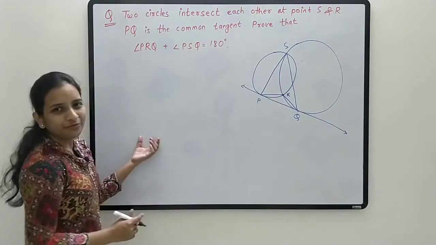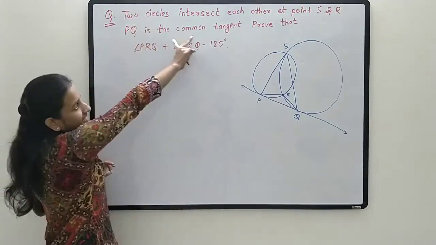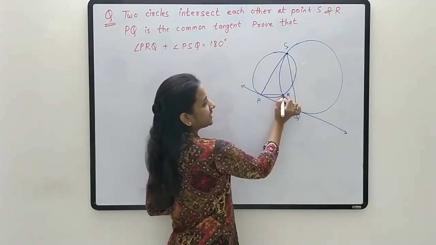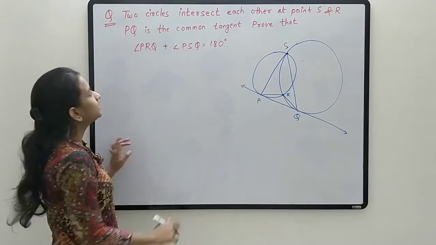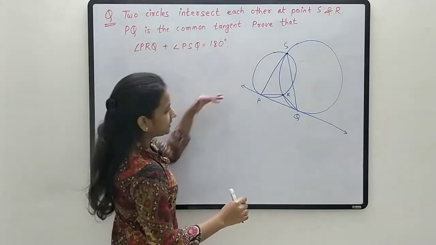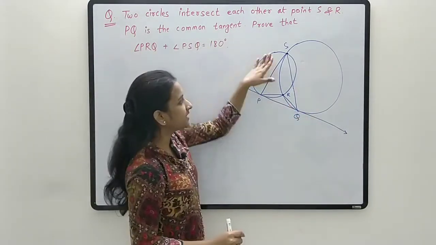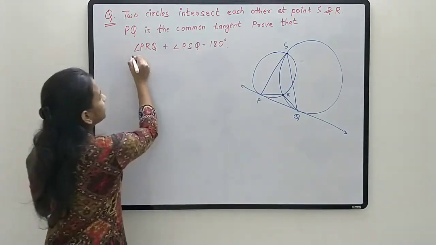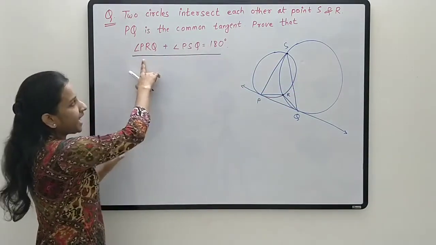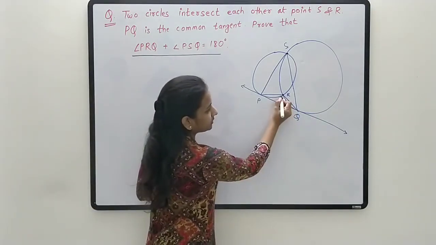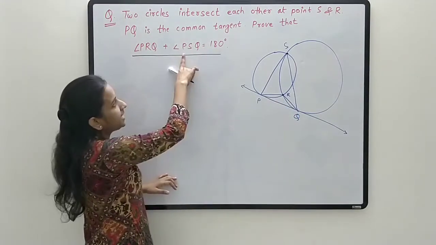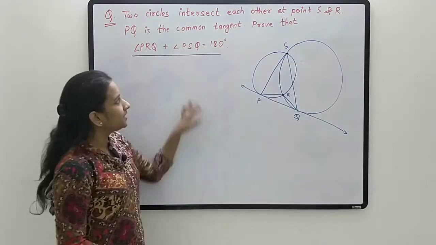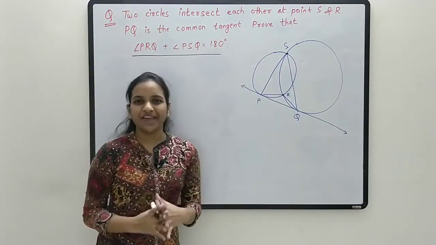Here in this problem, what is given? Two circles intersect each other at points S and R. So two circles intersect here. Okay. PQ is the common tangent. PQ is the common tangent for this circle and for this circle. Then we have to prove this. Angle PRQ, this angle, plus angle PSQ, this angle. Okay, this plus this is 180, that we have to prove.